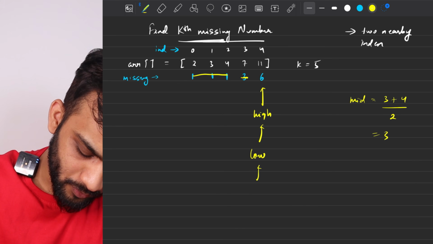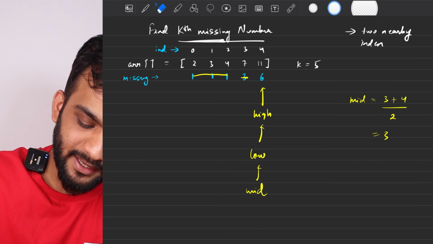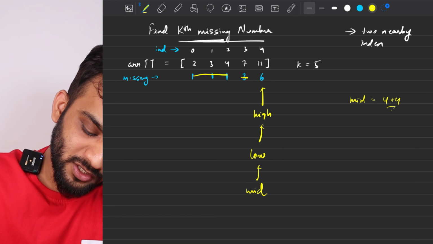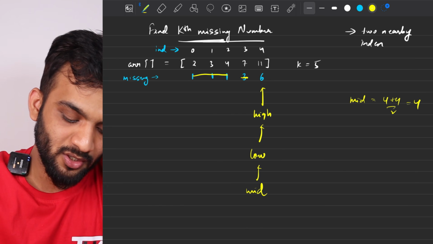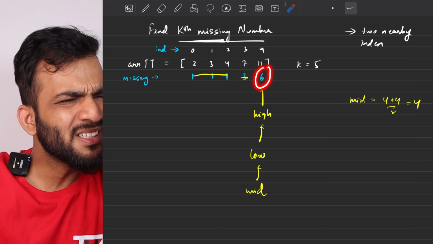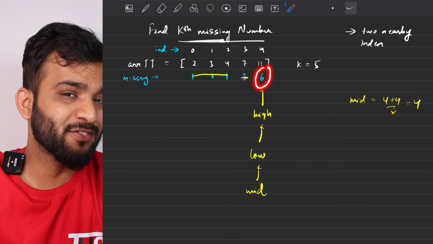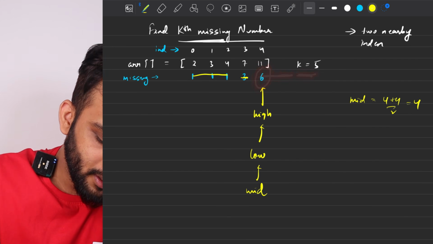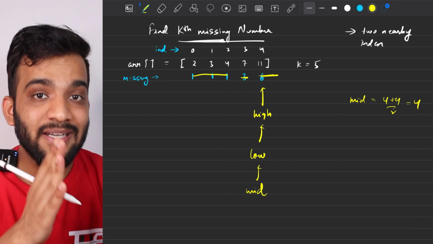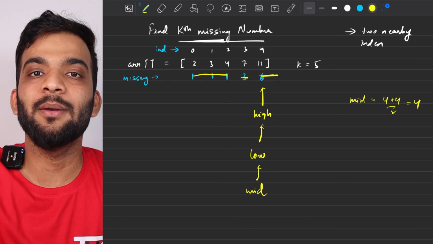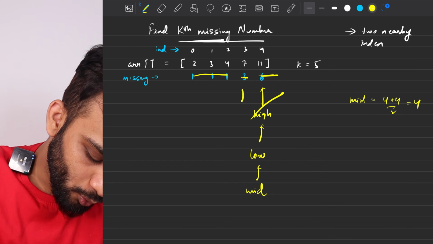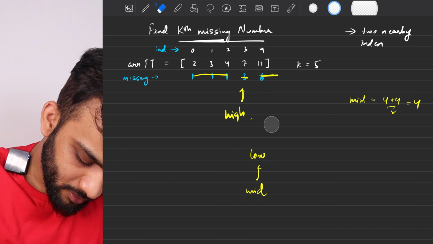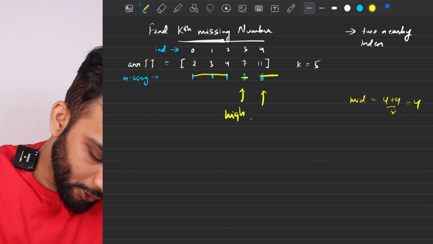At the next step, mid will also be pointing to this because 4 plus 4 by 2 is 4. So the mid is already pointing to this. Over here, we have 6 missing numbers, but we are looking for 5. The right has to be eliminated. And when the right is eliminated, high goes to mid minus 1. So we'll move high 1 place back of mid. And this is the moment you see that, hey, the low and high have crossed.